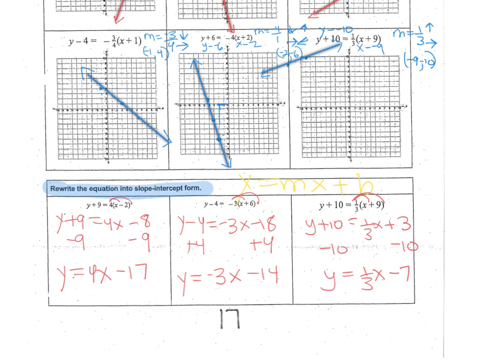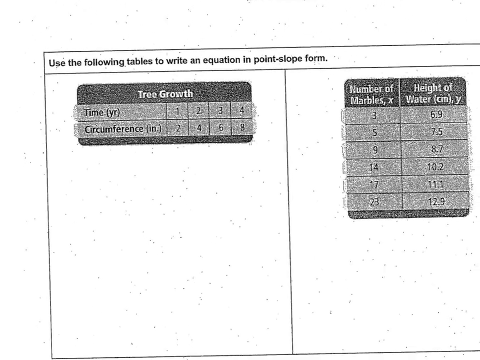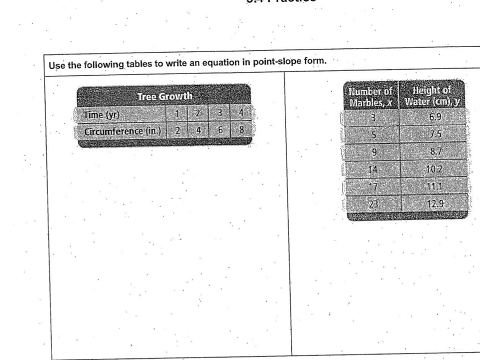Okay, there are two problems I think on the last page. I want to take a look at that. It says write an equation here in point slope. Use the following tables to write an equation in point slope form. So we're trying to write y minus y1 equals m times x minus x1. Well, we have a whole bunch of x1, y1s. We really just need to find the slope.